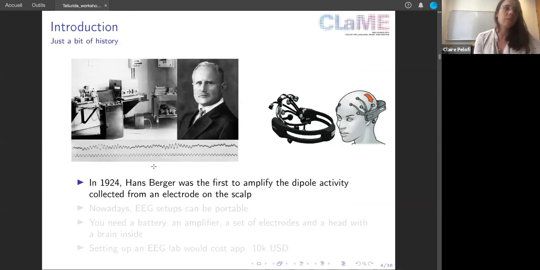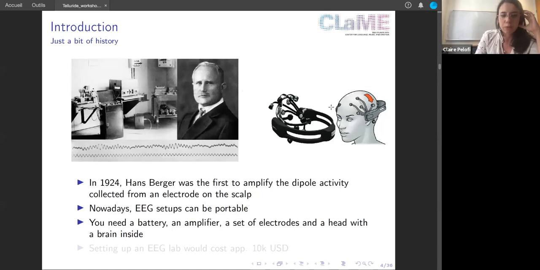Okay, so just before we jump into the actual core of the presentation, just a bit of history. In 1924, Hans Berger was the first researcher to amplify the dipole activity that he collected from an electrode on the scalp. So this is the activity that you can see in this figure. Luckily, as opposed to what his lab looked like back in the day, EEG is very portable here, as you can see in this little figure. This is actually a portable EEG setup that you can just implement, and you see it's very, very light. Oops, sorry. So you basically just need a battery, an amplifier, a set of electrodes, and a head with a brain inside. And setting up an EEG lab from scratch would cost you approximately $10,000 or so.